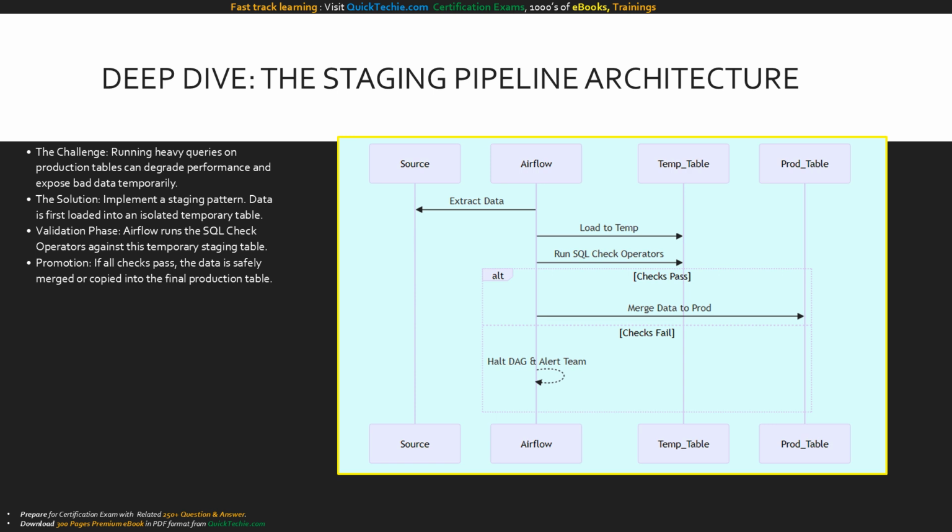Only if all checks pass with flying colors does Airflow execute the final task to safely merge or copy that data into the production table. This guarantees zero contamination. This sequence diagram clearly illustrates the staging pattern.